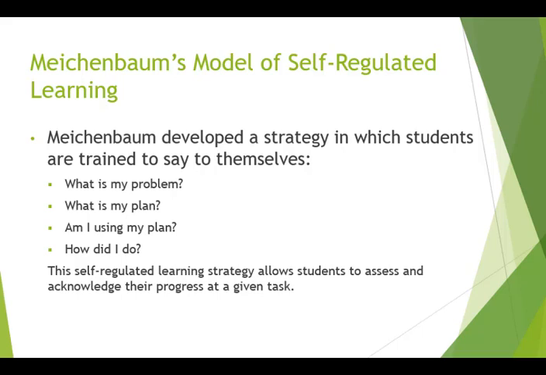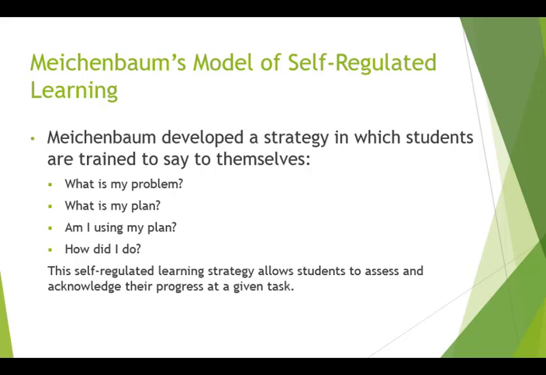Here we have Meichenbaum's model of self-regulatory learning, in which students should be trained to say to themselves, what is the problem? In other words, what do I need to do, and what are the impediments to accomplishing whatever academic goal I have over here? What's the plan? Am I using the plan? And then, of course, to self-assess and make a determination of whether the student is actually succeeding. And this allows students to assess and acknowledge their progress at a given task. That's the kind of overview of it.